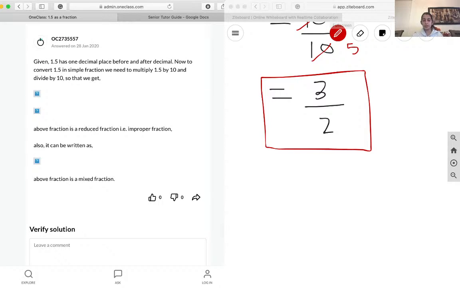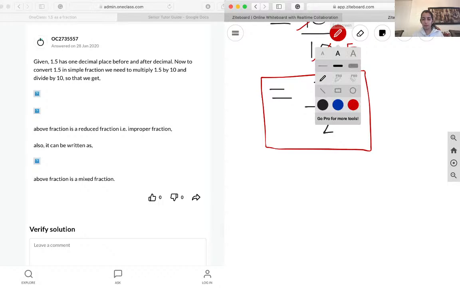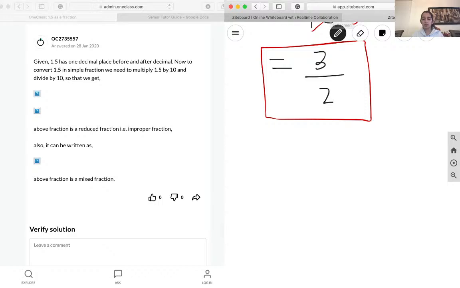Also, this is an improper fraction because the numerator is greater than the denominator. We can also write it as a proper fraction. For us to do that, we just take the denominator and however many times it can fit in. So 2 can only go in 3 once, so we have 1. And then our remainder, so basically 3 minus 2 is 1. So our numerator is 1, and over 2, the denominator remains the same.